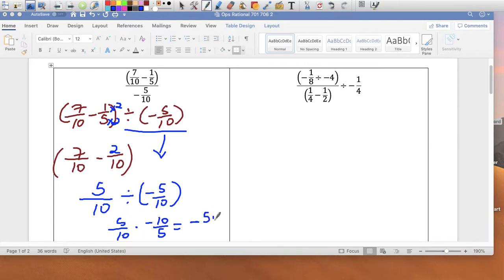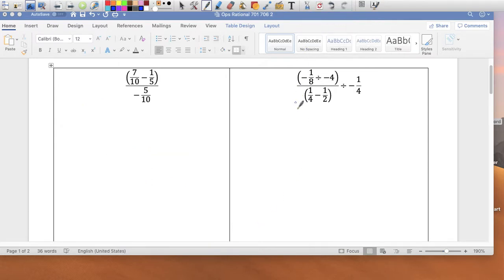50. And then 10 times 5 at the bottom is 50. And if you think about it, what's 50 divided by 50? It's 1. Pero negative 1. Over here, same thing.